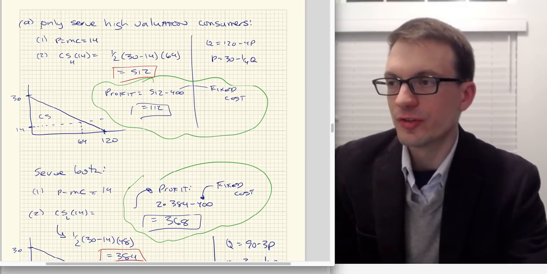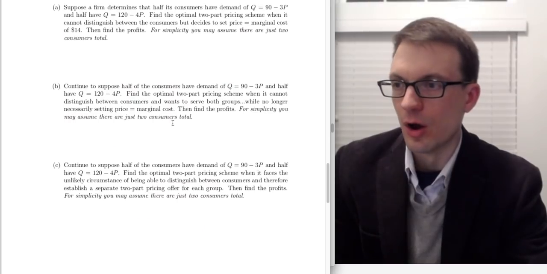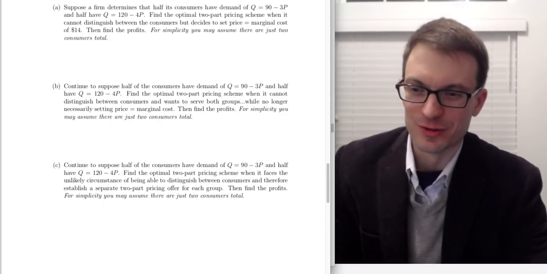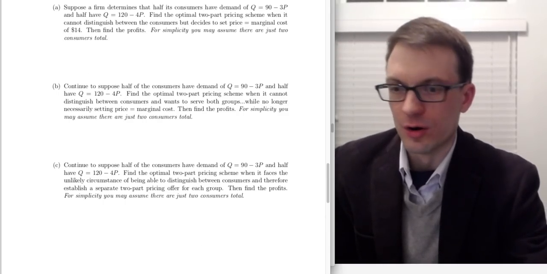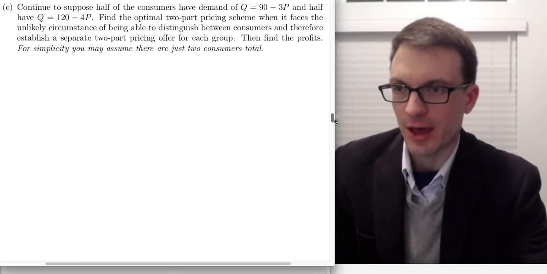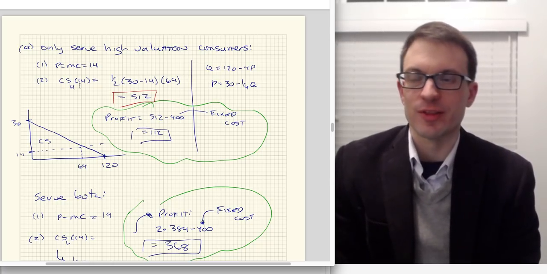Okay, so first, suppose we only serve high valuation consumers. The first part here, we're setting price equal to marginal cost of 14. Why? Because I said here we decided to set price equal to marginal cost of 14. So that's why. Okay, so now once I've done that, I have to find the consumer surplus that results at that price.